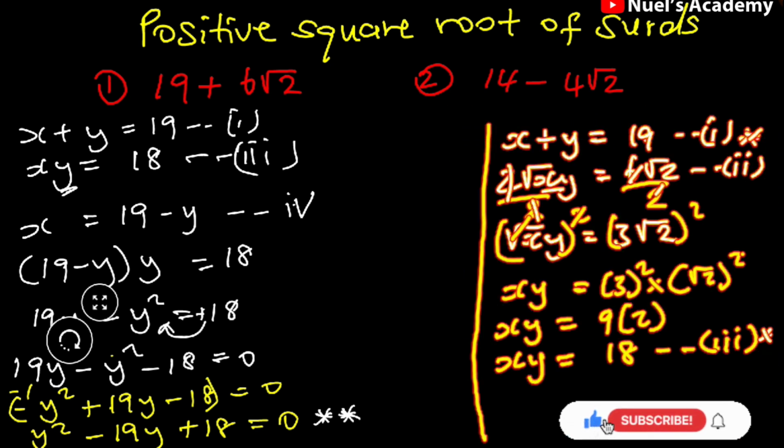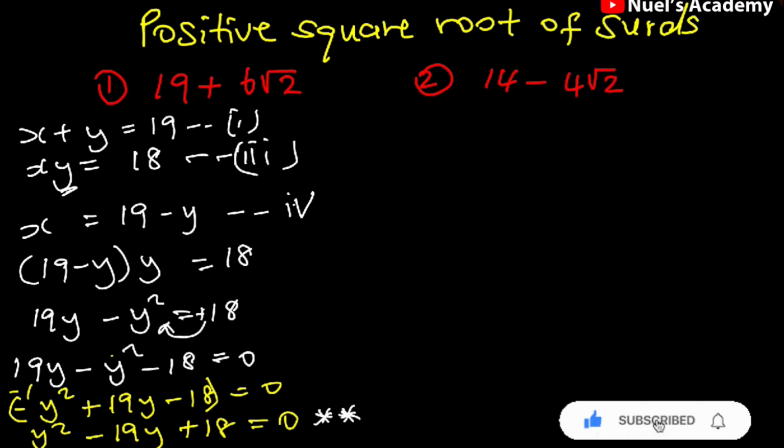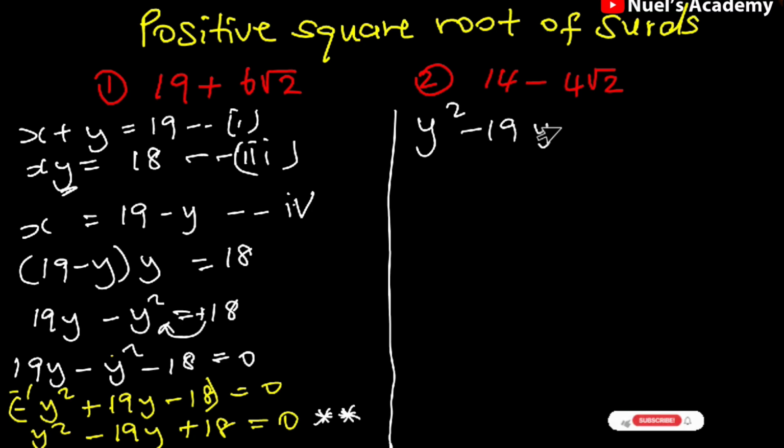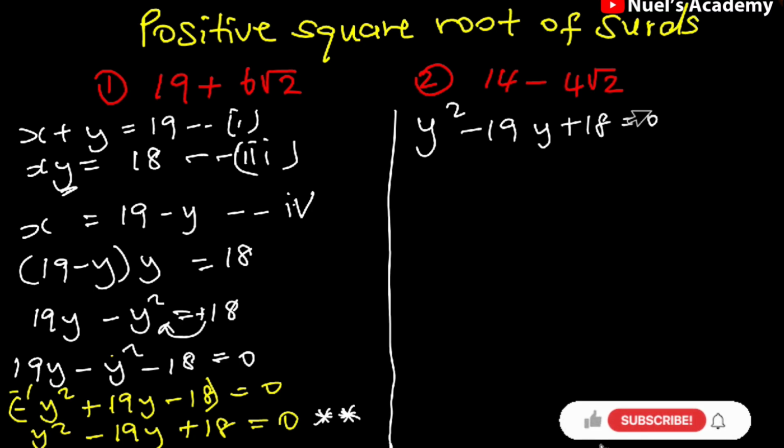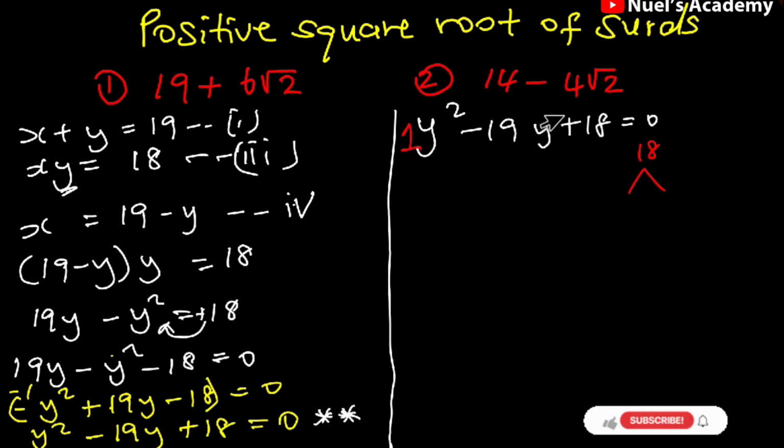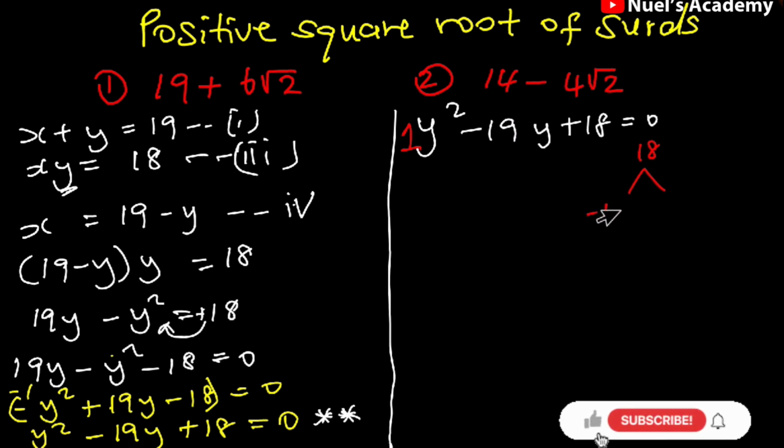We now have y squared minus 19y plus 18 equal to 0. So we have an invisible 1 here. 1 multiplied by 18 is 18. We're going to find two numbers such that when we multiply them, we get 18, and when we add them, we get negative 19. Those two numbers are negative 18 and negative 1. Now minus 18 times minus 1 will give us 18, then minus 18 minus 1 will give us minus 19.